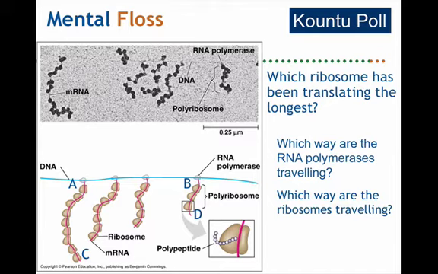This ribosome, number A, has been translated all the way from the end all the way up there. Ribosome number A has been translating the longest. The ribosomes are moving up this picture, up the picture. The polymerases are going right to left.